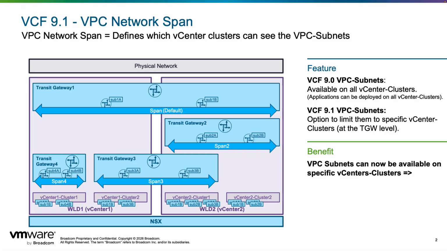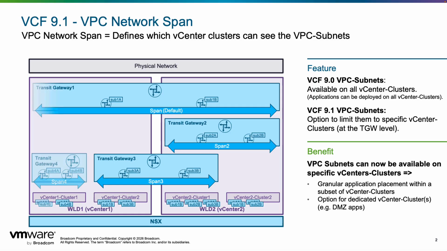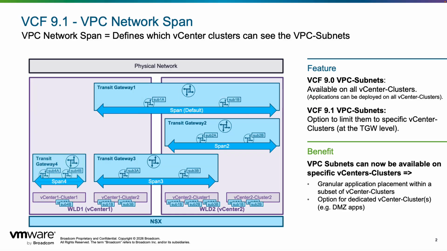Primarily, it allows for precise control over where applications' networks are surfaced. This enables granular application placement and policy enforcement. You can also have dedicated clusters for specific use cases, such as isolating DMZ applications to a restricted set of hosts. And finally, when using distributed transit gateways, this ensures that your VLANs only need to be plumbed to the relevant clusters, significantly reducing your network fabric requirements.